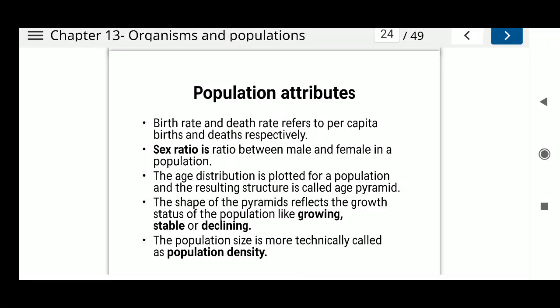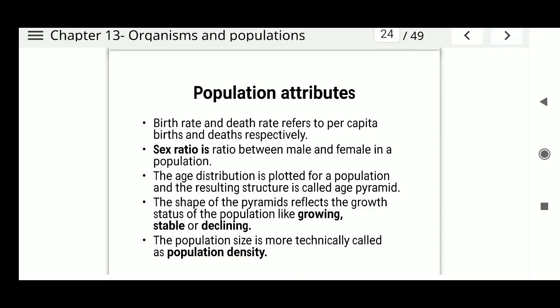Like we can count in your class, 30% of the population is female and 70% is male. Now next is the age pyramid. The age distribution is plotted for a population and the resulting structure is called an age pyramid. In this we see the different age groups, and there are 3 ecological age groups: pre-reproductive, reproductive and post-reproductive.